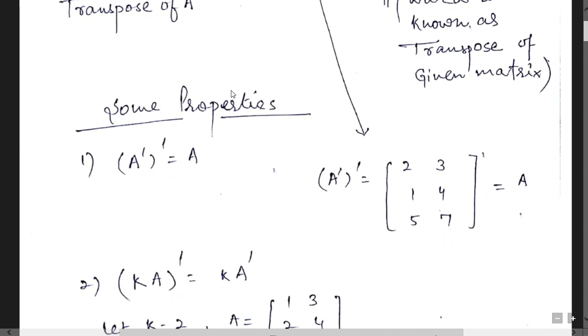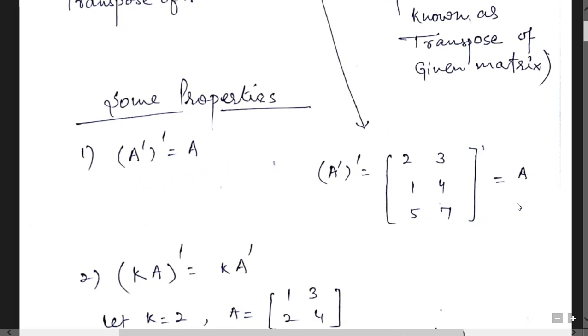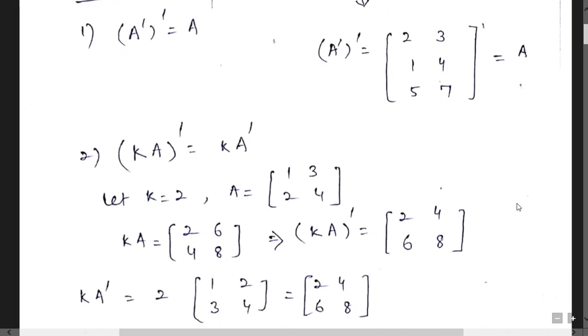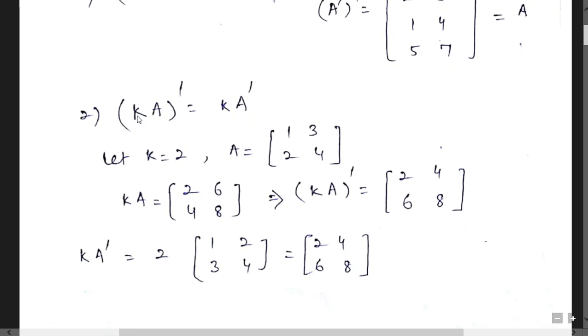Some properties of the transpose are: A transpose transpose. It means if I repeat the action of transpose again, then it will be the matrix itself. If I multiply the matrix with some scalar, then what will happen? Suppose I write K into A, then transpose of K into A is K into A transpose. It will be like this.